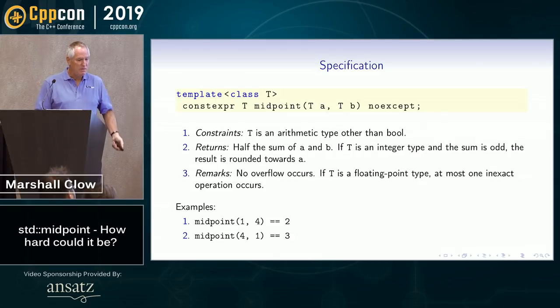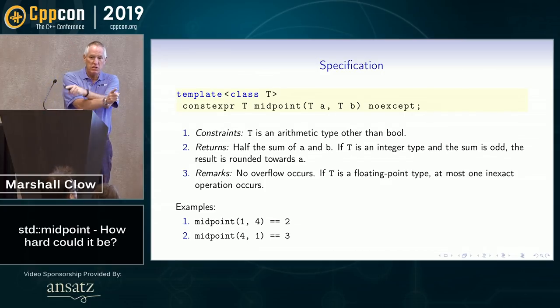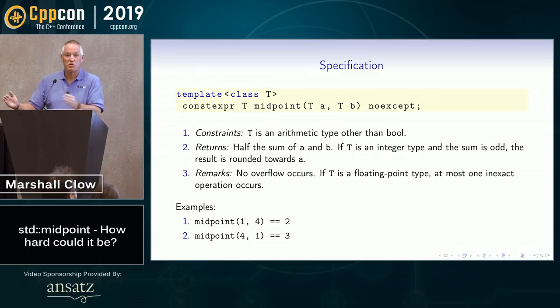So what does that mean? It means that the midpoint of 1 and 4, if you had math, would be 2.5. But you've got to pick between 2 and 3. So the midpoint of 1 and 4 is 2, but if you turn the inputs around, the midpoint between 4 and 1 is 3.